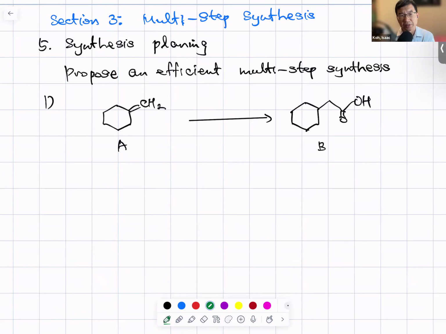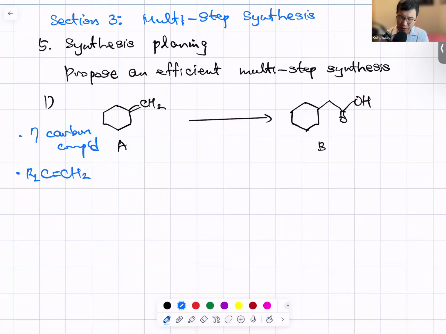Now let's do retrosynthetic analysis. We have a 7 carbon compound here, a cyclohexane ring with a carbon-carbon double bond. The functional group is the double bond. And here we have one more carbon. This is an 8 carbon compound, and the functional group is changed to a carboxylic acid.